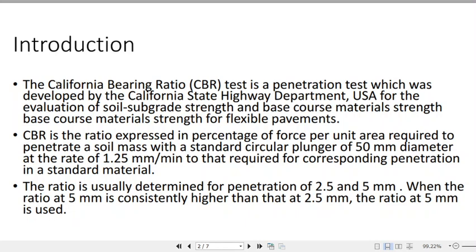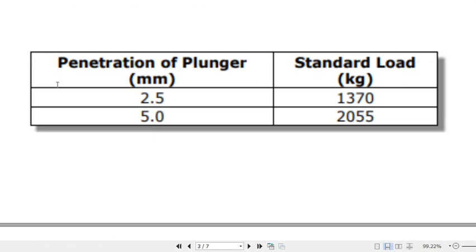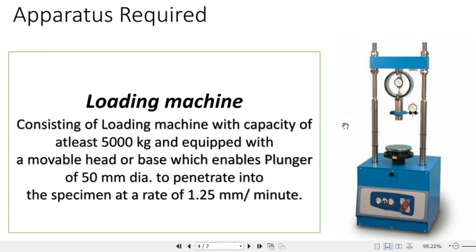Okay, now these loads are expressed as percentage of standard load values at respective deformation levels to obtain CBR value. Now these are the standard load values for the standard penetration. For the 2.5 mm penetration, the standard load value is 1370 kg, and for 5 mm penetration the standard load value is 2055 kg. Okay, now there are two types of CBR test.